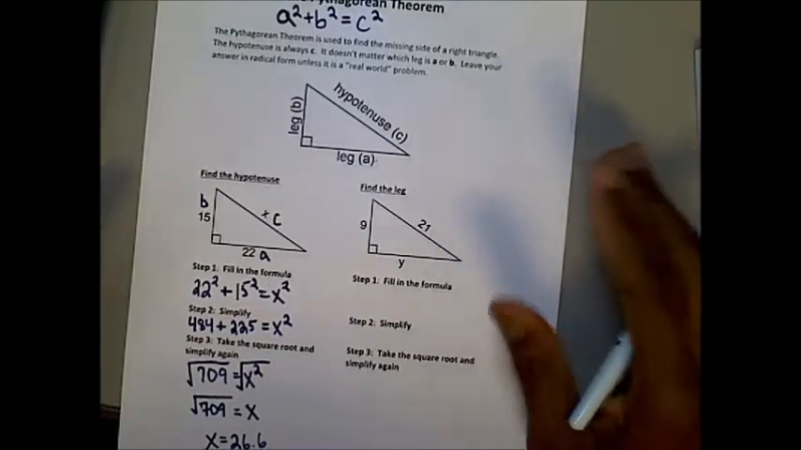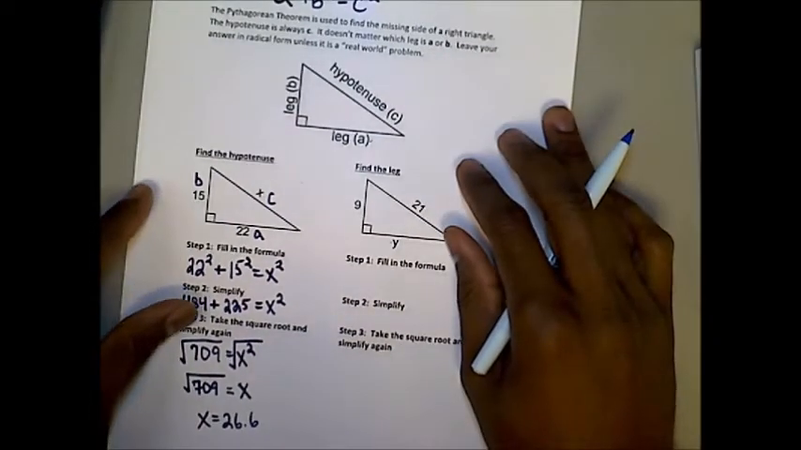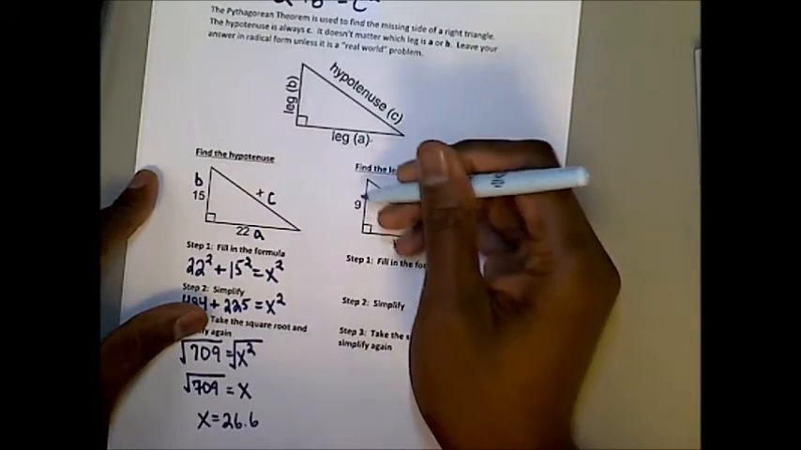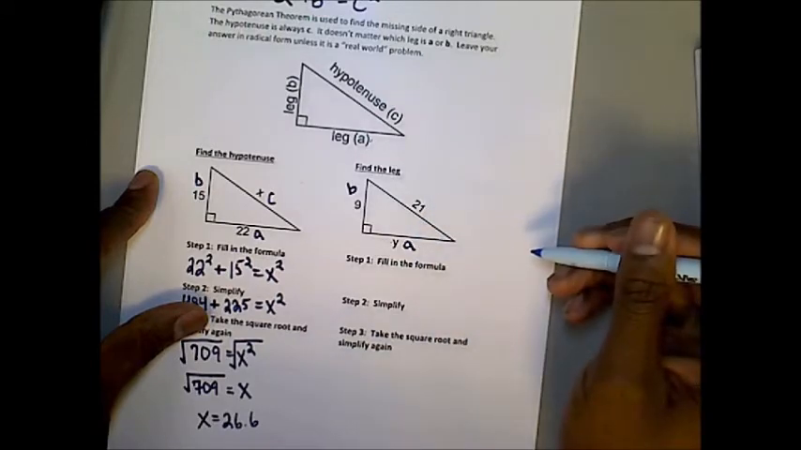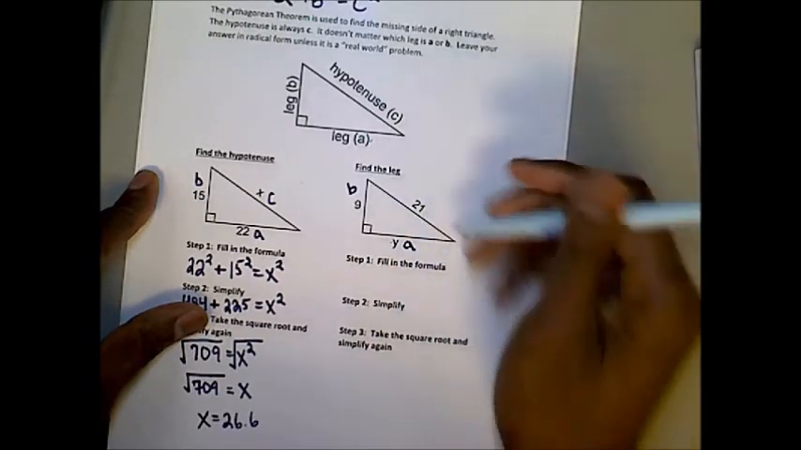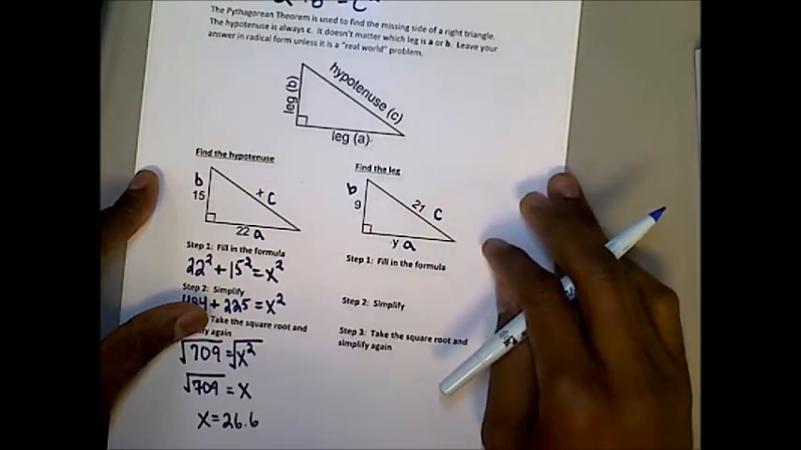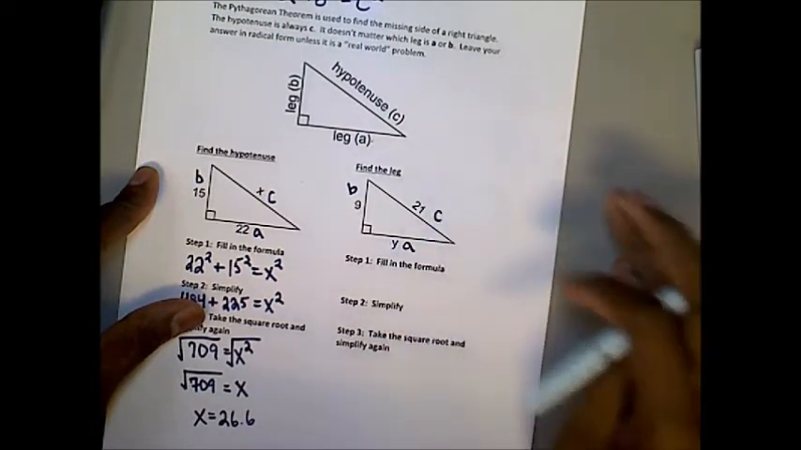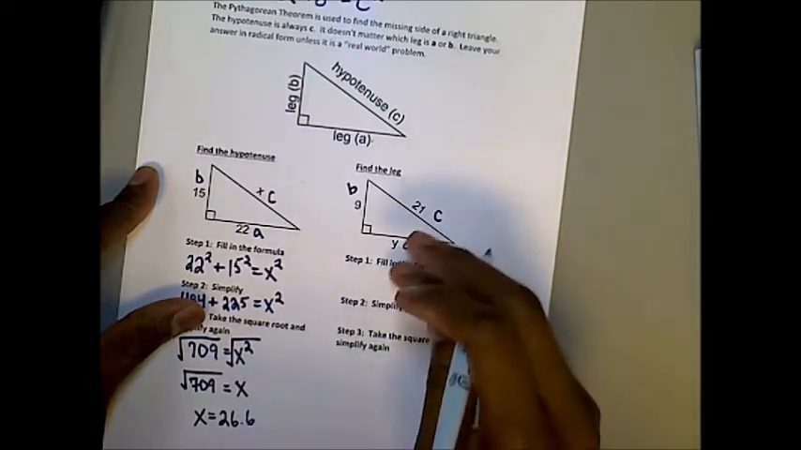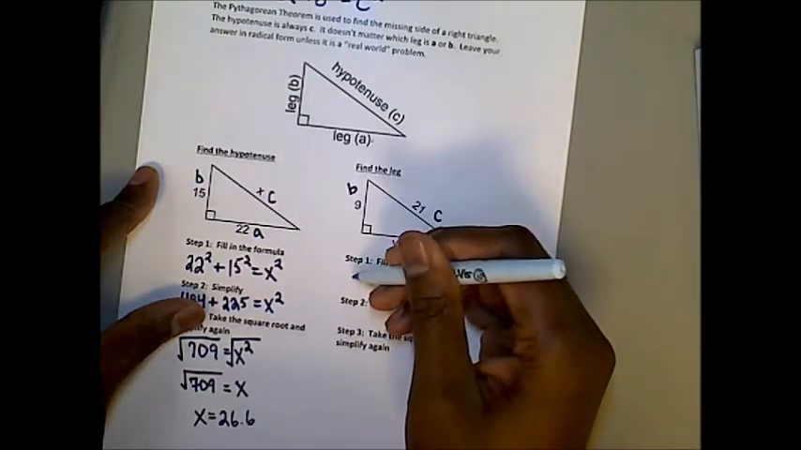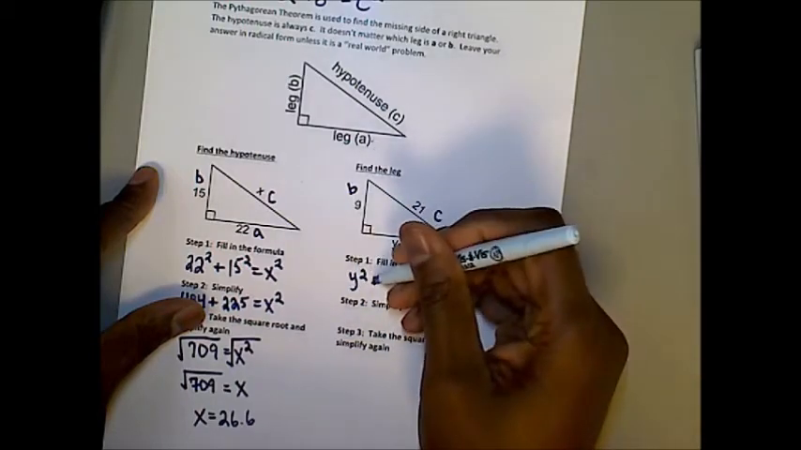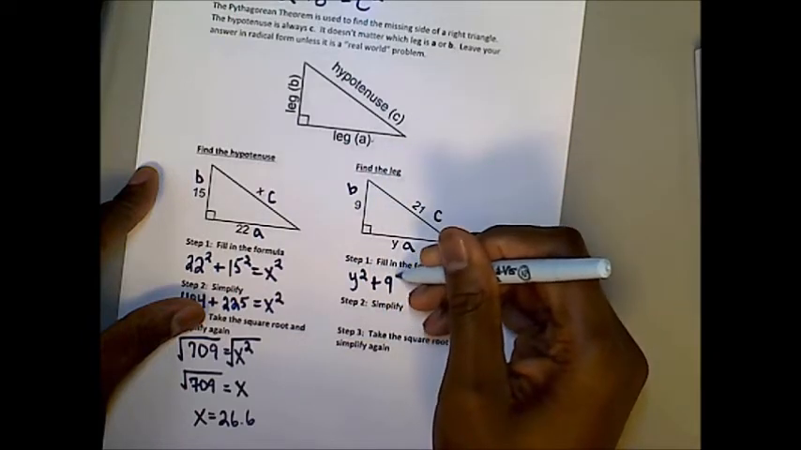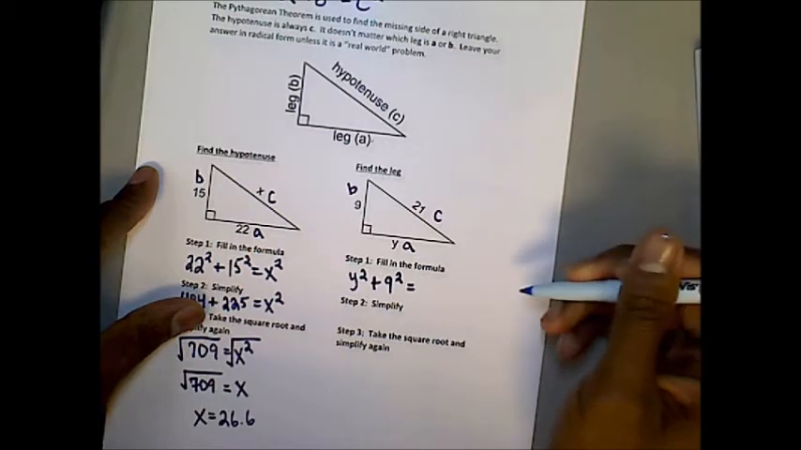Okay, so now we're going to do an example where we have to find the leg. Okay, so here we've been given our b equals 9, and we are looking for a. Okay, and we've been given our hypotenuse c. Okay, so just like we did in the last example, we need to fill in the formula. So a squared, well, a is what we're looking for, and a is represented by my variable y, so I'm going to call it y squared plus 9 squared, because b is equal to 9, is equal to 21 squared.